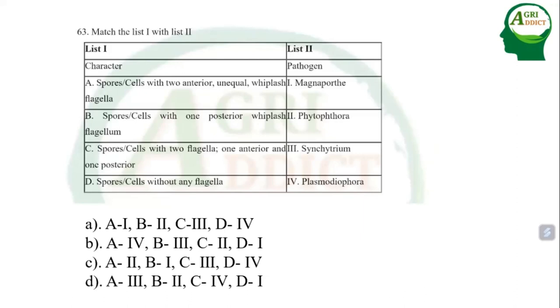So the answer will be B. With two anterior unequal whiplash flagella is Plasmodiophora. And with two flagella, one anterior and one posterior, just now I told it's Phytophthora. Without any flagella is Magnaporthe.